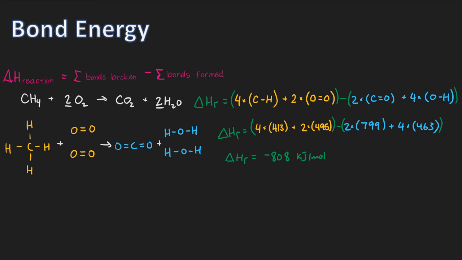Okay. Doing the math gives us a final enthalpy change of negative 808 kilojoules per mole. This is a little less than what we found earlier, which was negative 890 kilojoules per mole. So unlike the previous method of using formation enthalpies, this prediction method is only approximate, but we're still within 10%, and oftentimes we could be even closer.